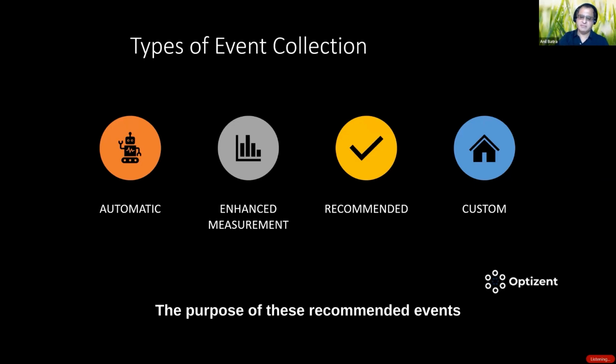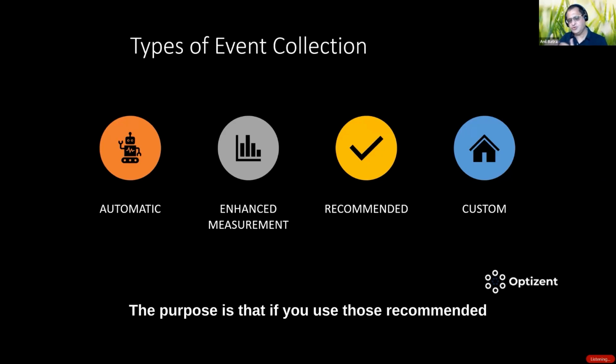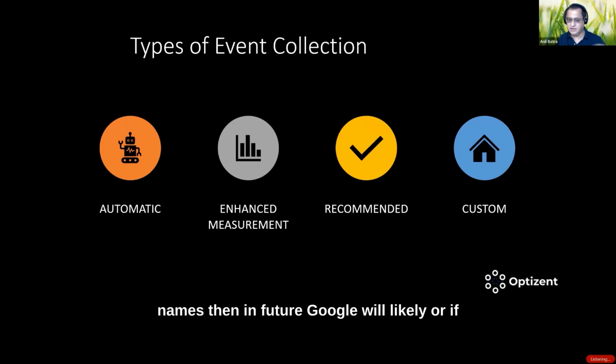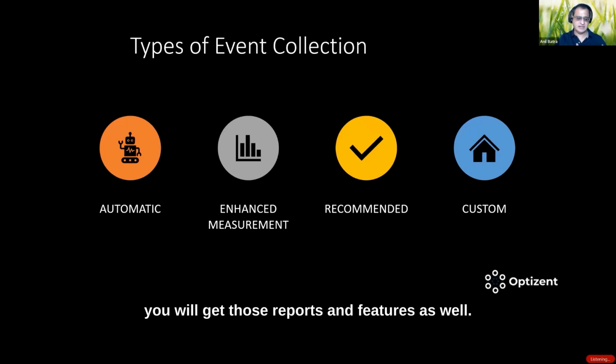Google recommends that you use recommended events wherever possible. You don't have to be in that particular vertical to use them. For example, if I'm in the education sector, I can still use generate_lead, even though I'm not selling anything and it falls under e-commerce. The purpose is that if you use those recommended names, then in future, if Google releases new features related to that event, you will get those reports and features as well.